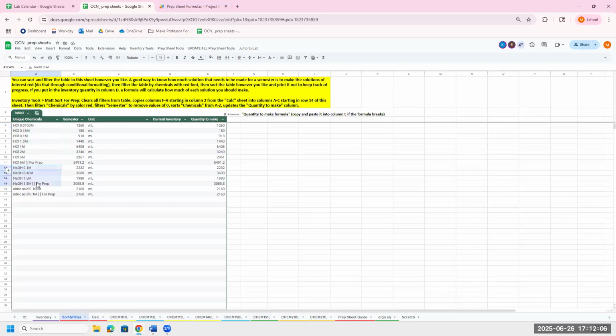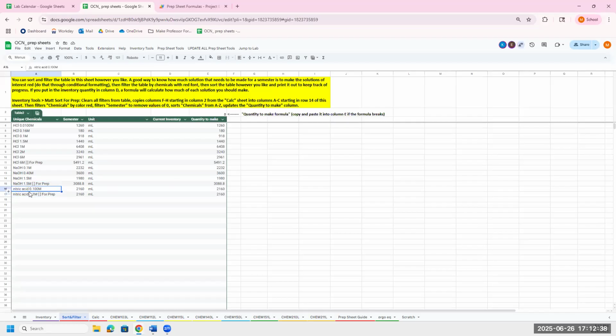And this goes for NaOH as well. As you can see, it's only NaOH 1.5 molar. That is because it's set up with the assumption that you want to use the highest concentration that you're going to use that semester. So if you were going to use a 6 molar NaOH, it would make this be 6 molar. If you weren't using 1.5, it would then assume that 0.4 would be the highest concentration that you're making. So that's just something to keep in mind.